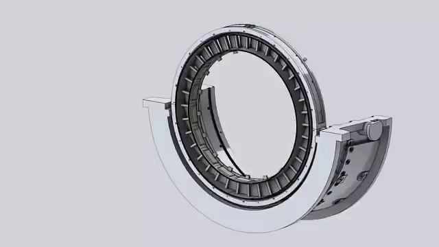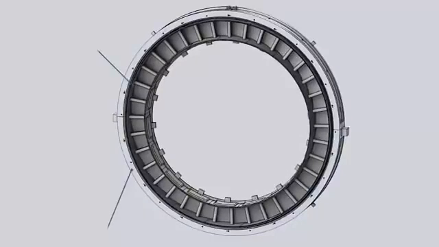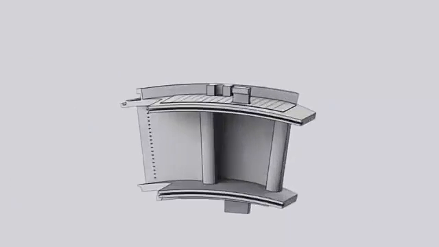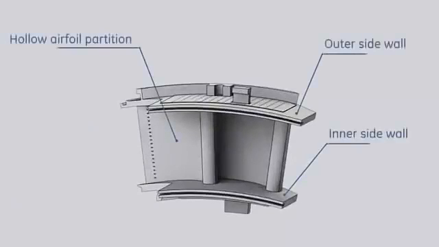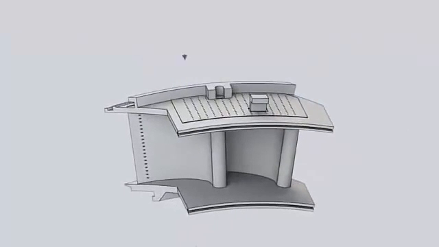In the first stage nozzles, hot gases received from the combustion system are expanded and directed to the first stage rotor buckets. The first stage nozzle consists of 18 cast nozzle segments. Each segment contains 2 airfoil partitions. These partitions are hollow. This permits the relatively cool compressor discharge air to cool the nozzle segments by entering from the impingement plates and exiting through holes on the trailing edge into the hot gas path.